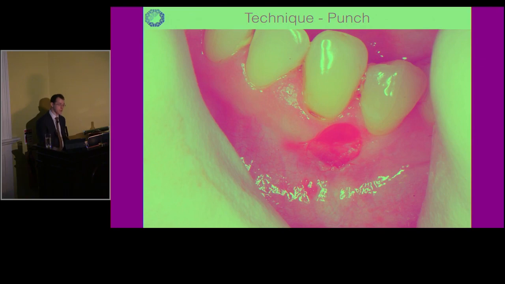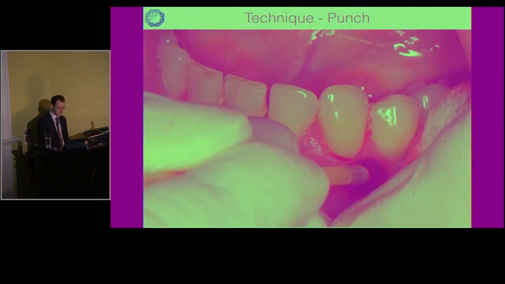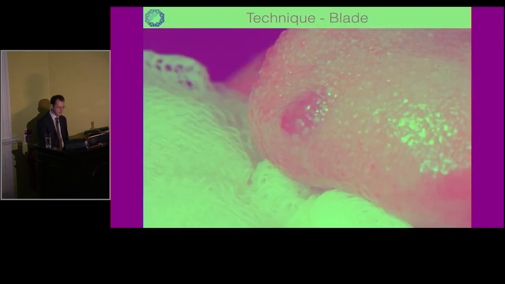In the gums, there's really no possibility for suturing, so you're healing by secondary intention. They tend to bleed quite a lot, especially when it's erythematous. This is a little bit of silver nitrate, which is very helpful for stopping that bleeding.